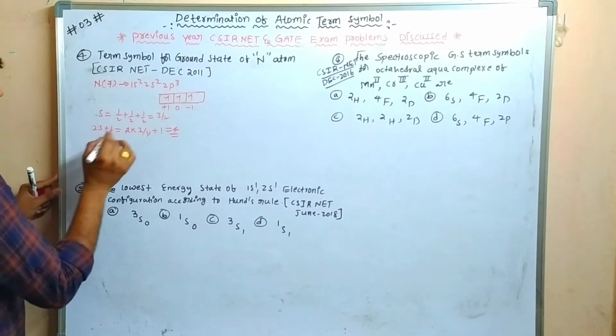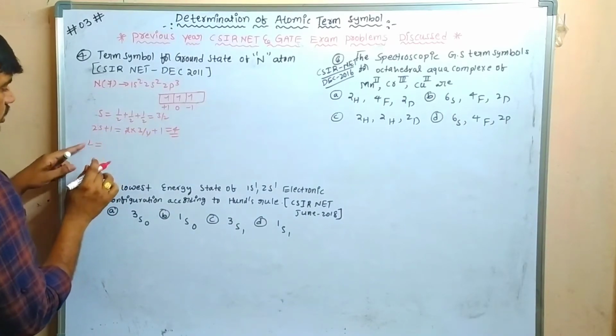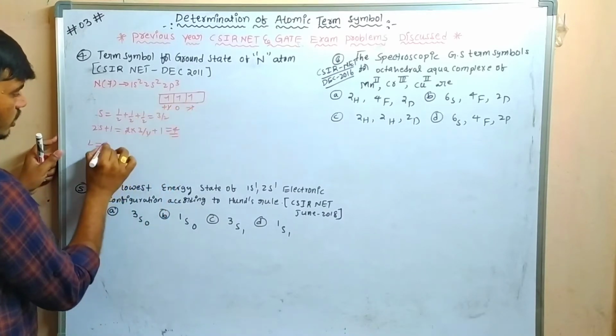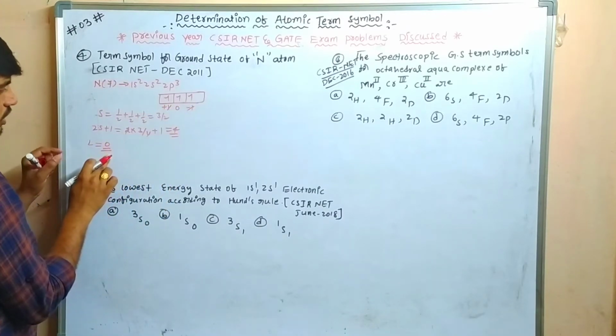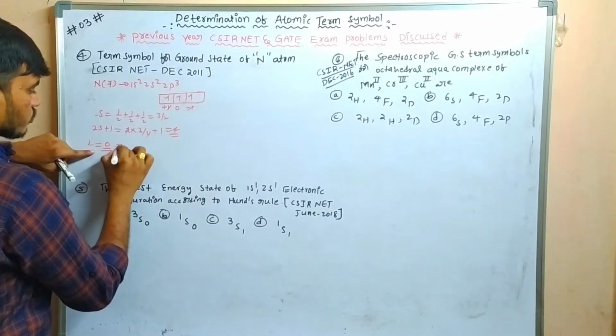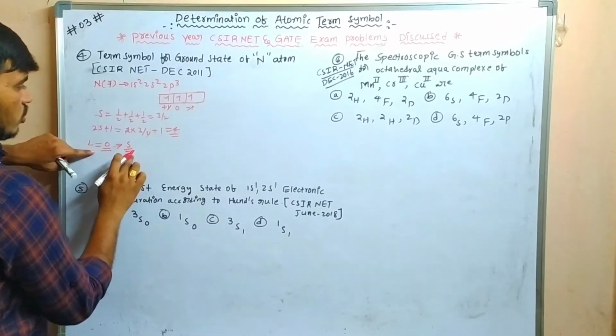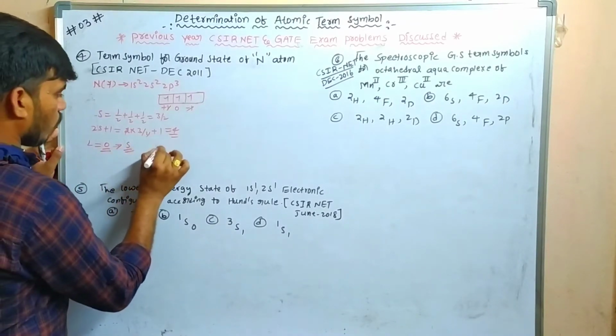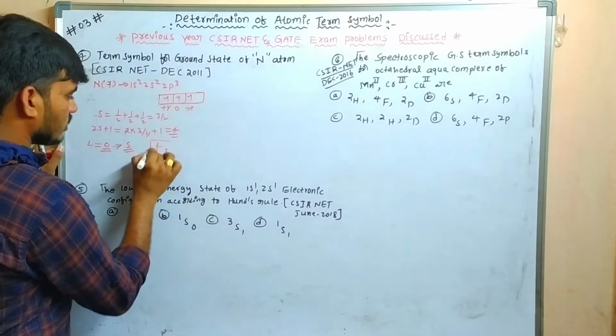Now we have to calculate the L value. L is equal to +1, 0, -1, which cancel, so the L value is 0. When the L value is 0, the term is S. So here this is 4S. 4S is the ground state term.